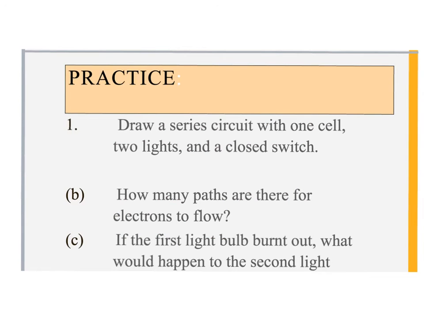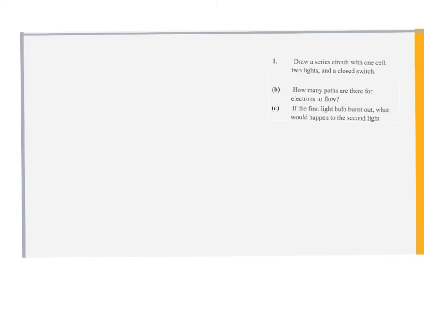All right, so now we have an opportunity to practice. Pause the video and, using a pencil and a ruler on a piece of paper, draw a series circuit with one cell, 2 lights, and a closed switch. Once you have your circuit drawn, identify how many paths there are for electrons to flow, and then problem solve: if the first light bulb were to burn out, what would happen to the second light? So pause the video, draw your diagrams, and then move on.